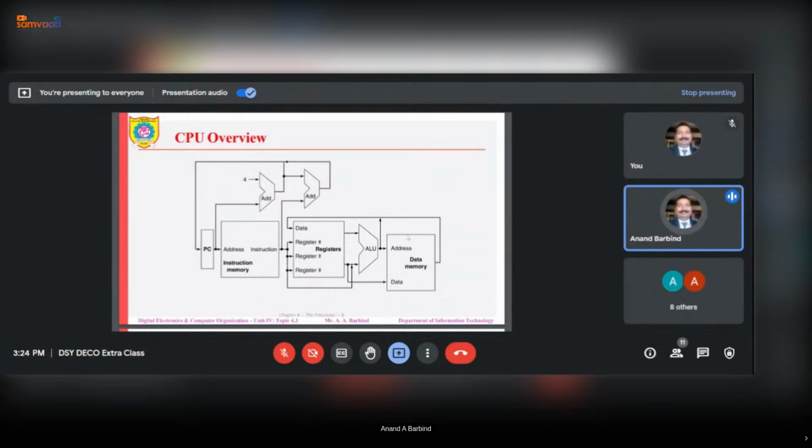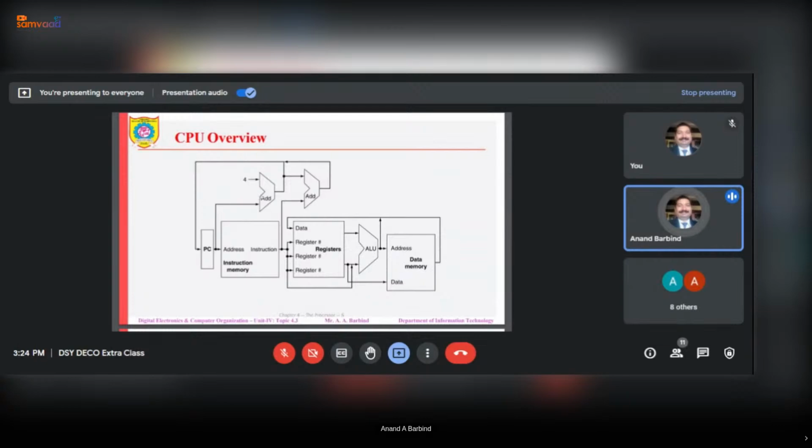So many memory locations are there, and one of the memory locations is selected by this particular address, which is the input to the data memory. Okay, so this is the simple architecture of the MIPS processor, consisting of the program counter, instruction memory, register file, arithmetic and logic unit, data memory, and of course two adders are there here.